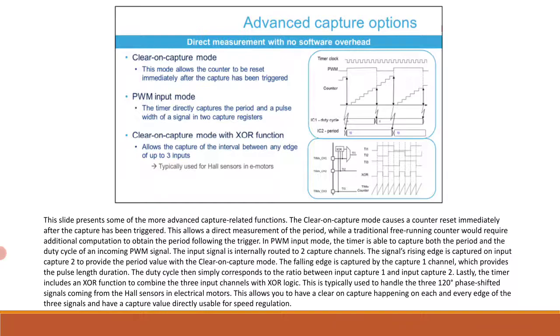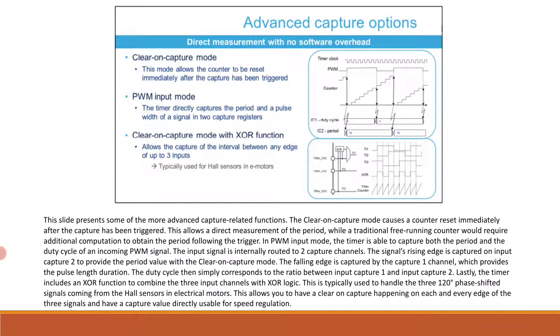Lastly, the timer includes an XOR function to combine the 3 input channels with XOR logic. This is typically used to handle the 3 120-degree phase shift signals coming from the Hall sensors in electrical motors. This allows you to have a clear on capture happening on each and every edge of the 3 signals and have a capture value directly useful for speed regulations.